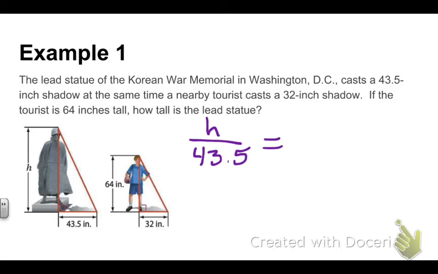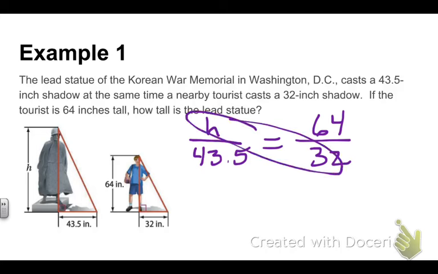And I'm going to make that equal to, so look at H and then look at the tourist, the boy. What corresponds with H? That's going to be 64. And then what's going to correspond with 43.5? It's going to be 32. Now, I don't see an easy way to multiply 32 by something to get 43.5. So we're going to use cross multiplication. 32 times H is 32H, and that's going to equal 64 times 43.5.